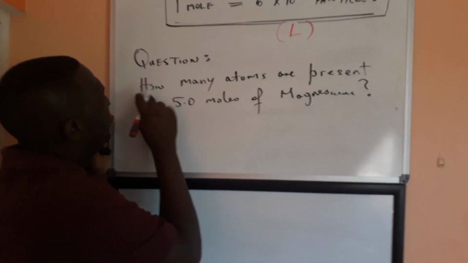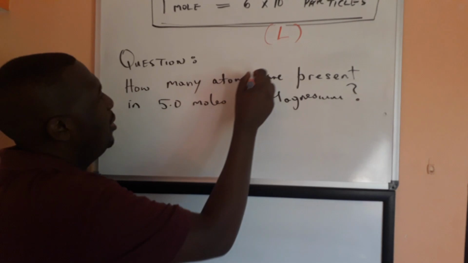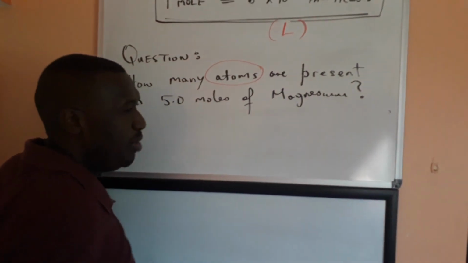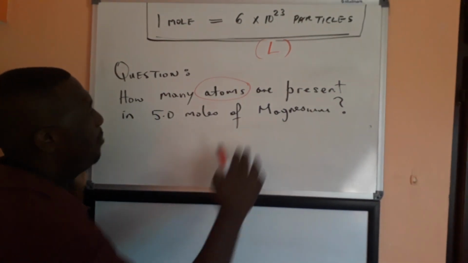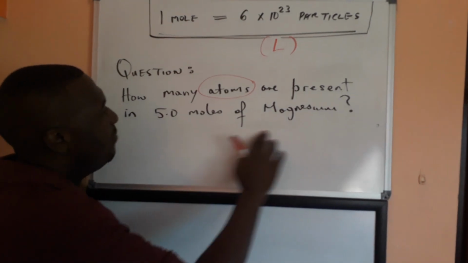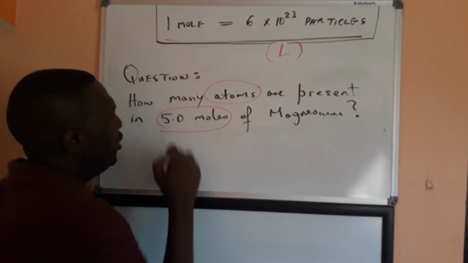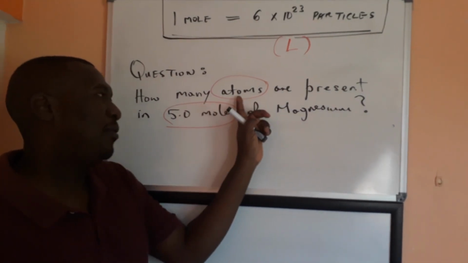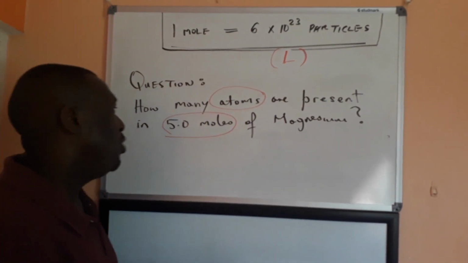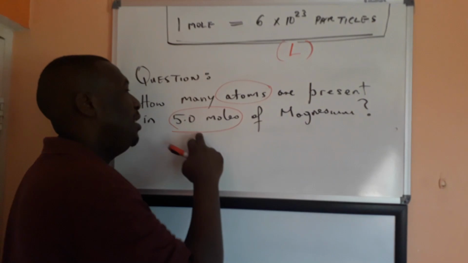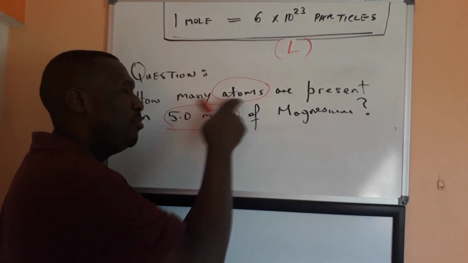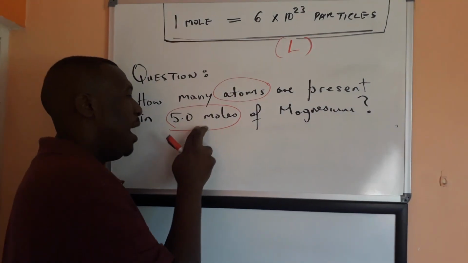Now, the question says how many atoms. So let's just circle that. That's the question being asked. How many atoms are present in 5 moles of magnesium? So you're given some information. So you're given moles and you're asked for atoms. So the relationship that you're looking to link is the relationship between atoms, which is a type of particle, and moles.